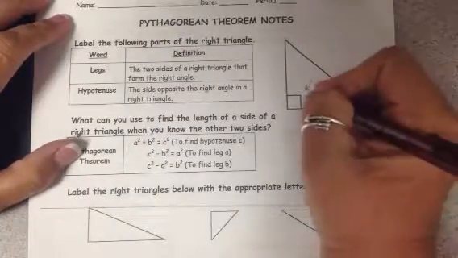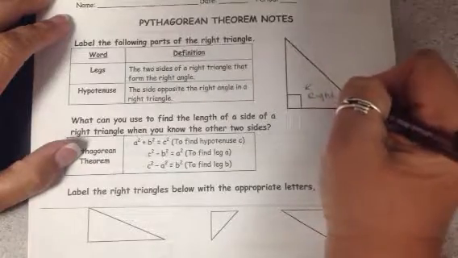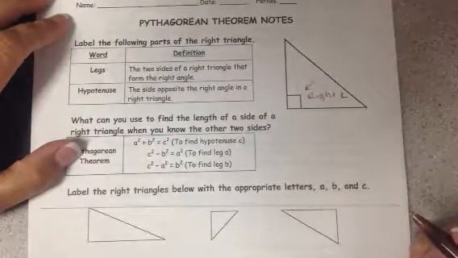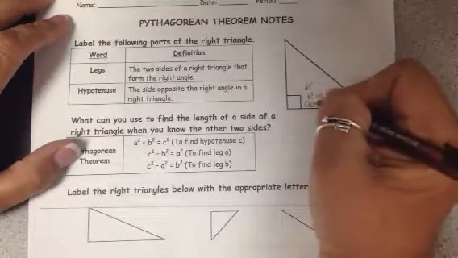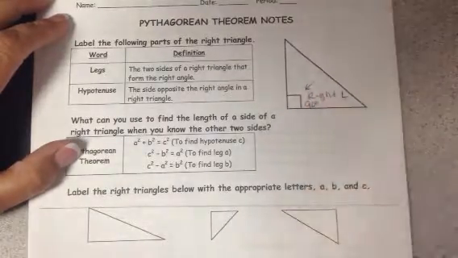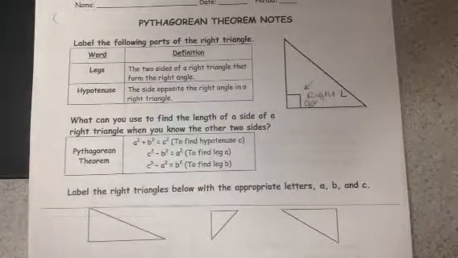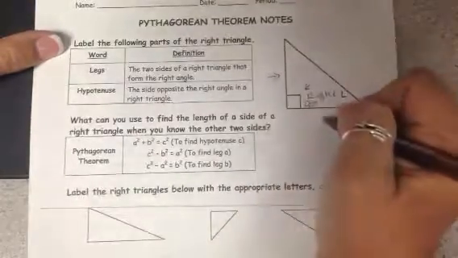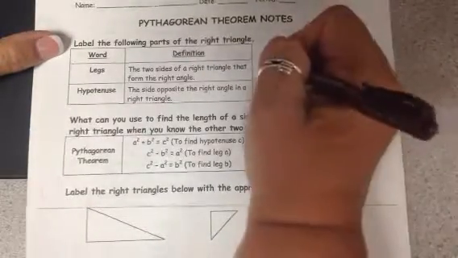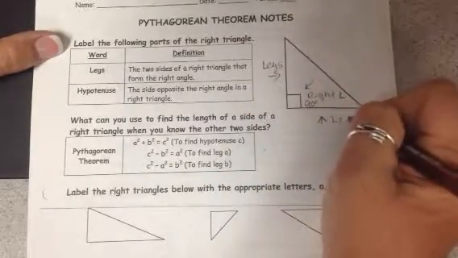This is a right angle, and this symbol right here means angle. And right angles, as you know, are always 90 degrees. Okay, so in order for it to be a right angle, it has to be 90 degrees. My legs are always attached to that right angle. There are two of them. There's a leg here, and there's a leg here.